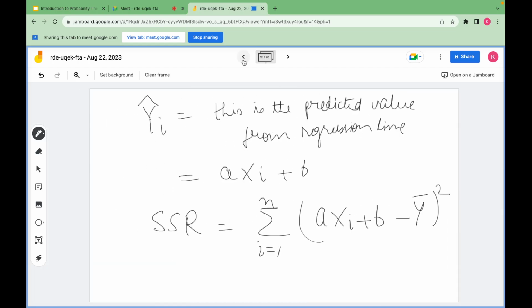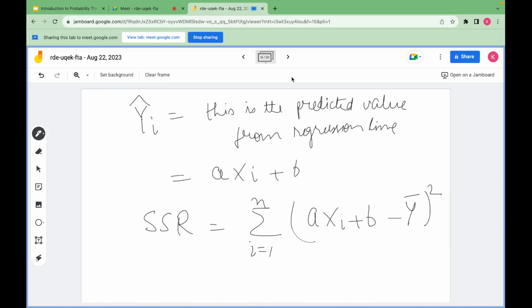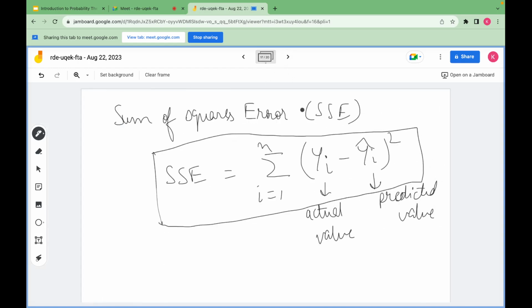So there are three things. First is the sum of squares total, which is the difference between the actual data and the average of the actual data. Second is the sum of squares regression, which is the difference between the predicted value and the average. And the last is the sum of squares error, which is the difference between the actual data and the predicted data.